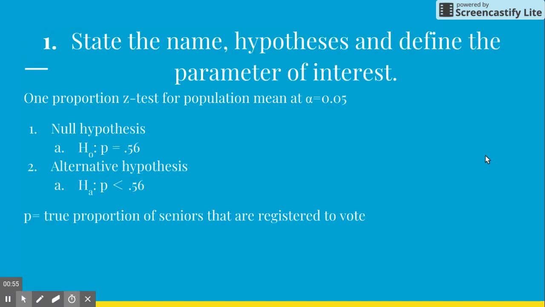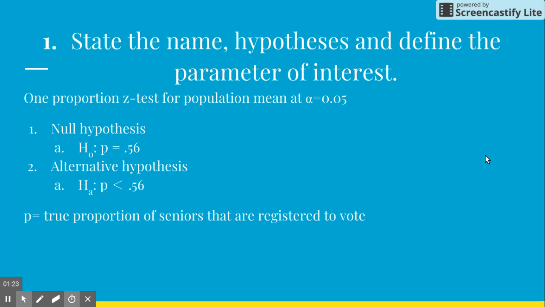So in the first step, you state the name of the test, which is a 1 proportion z-test for a population proportion at alpha equals 0.05. And then you state your 2 hypotheses, which are the null hypothesis and the alternative hypothesis. The null hypothesis is the statement of no change, the statement that's being tested and that is assumed to be true. In this case, it is p equals 0.56.